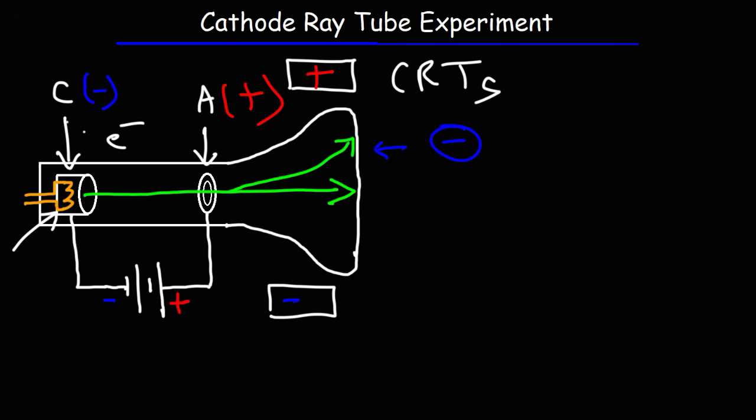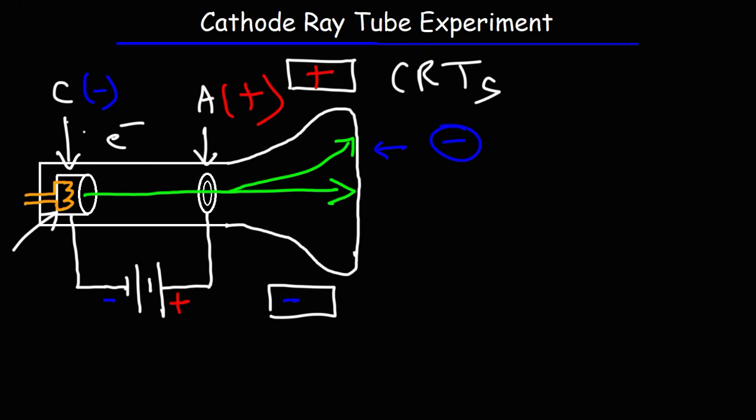So that's how J.J. Thomson came to the conclusion that this beam of particles must be negatively charged. It's due to the fact that it was deflected towards the positively charged plate. Electrons are attracted to positive charges. Opposite charges attract, as was mentioned before.